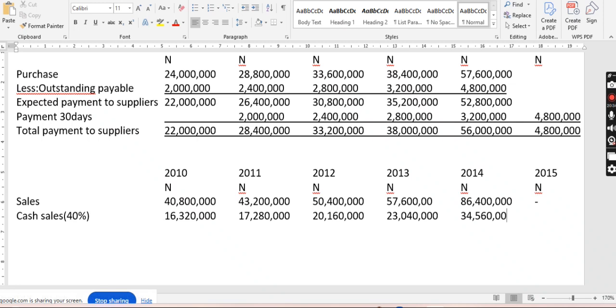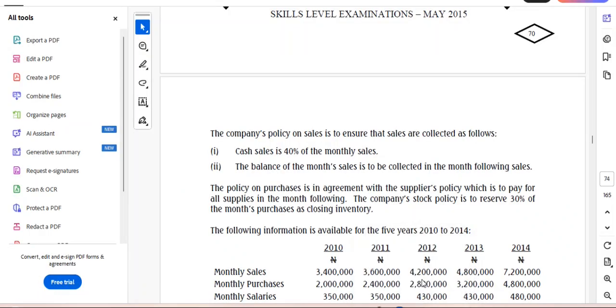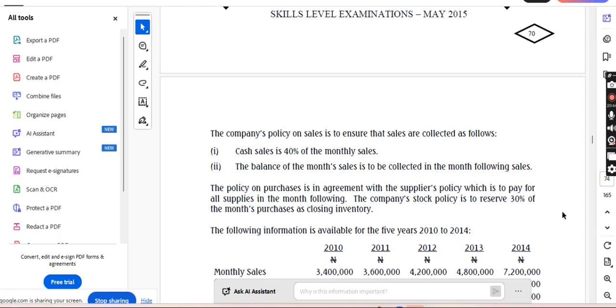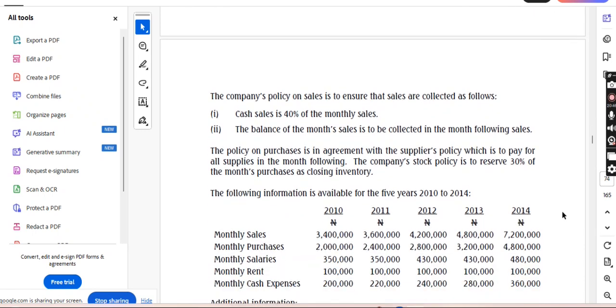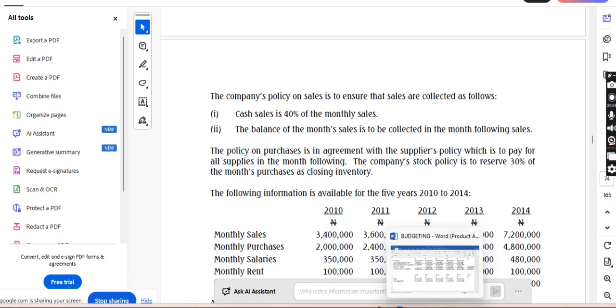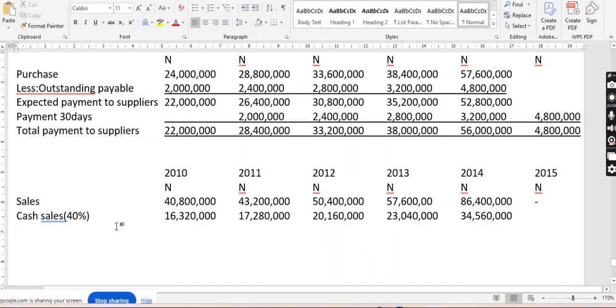86,400,000. 34. Right? Now, we're told that the balance of the monthly sales is to be collected in the month what? In the month following sales.